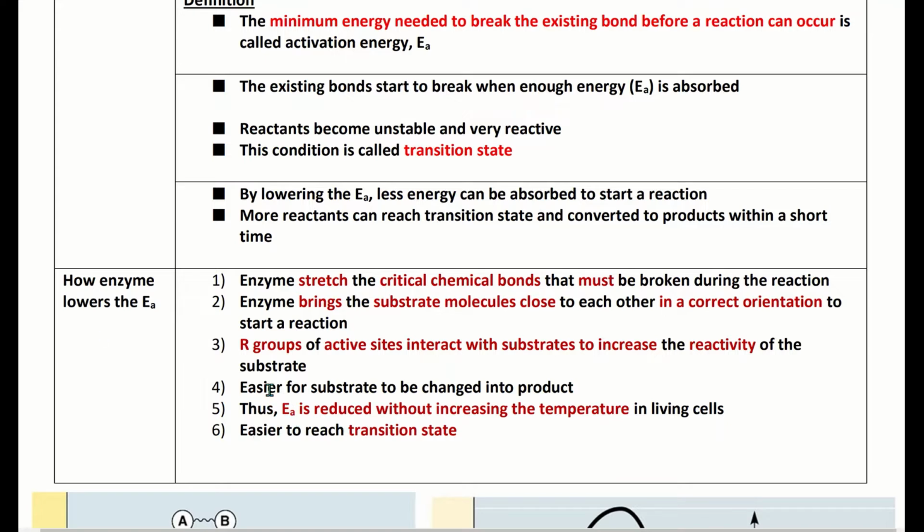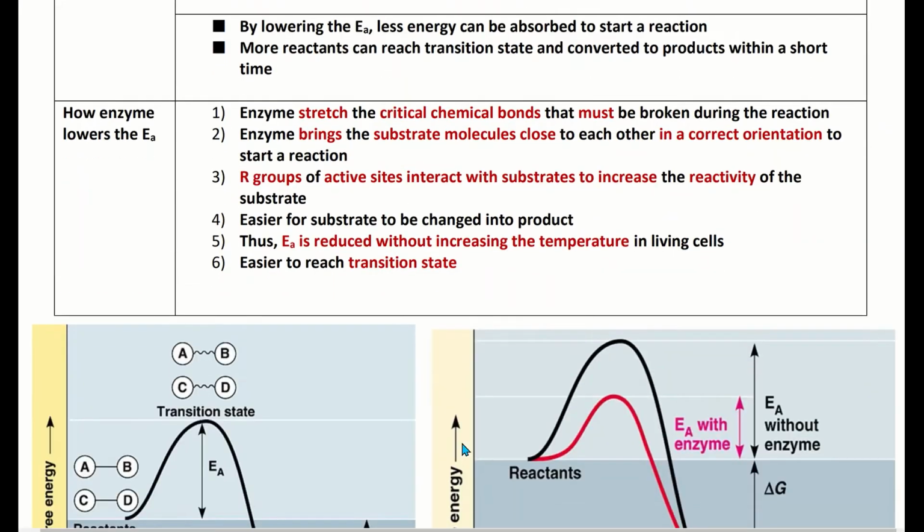Thus, macam mana enzim tu lowerkan the activation energy? Macam inilah cara dia. 1, 2, 3, 4. Okay. Thus, activation energy is reduced without increasing the temperature. Make it easier to reach transition state.